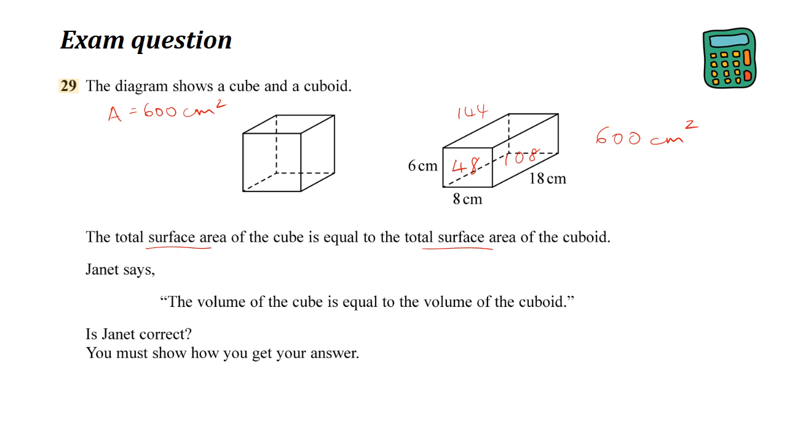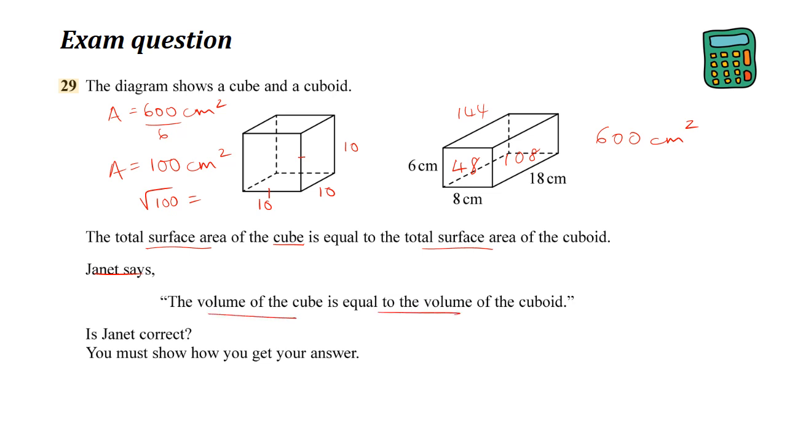Now, because it's a cube, then every face is a square and they're all the same size. So therefore, if we divide by 6, we can work out that the area of one face is 100 centimeters squared. And because they're squares, all the lengths are the same. So if we square root that 100, we can find out that the length of each edge of the cube is 10.